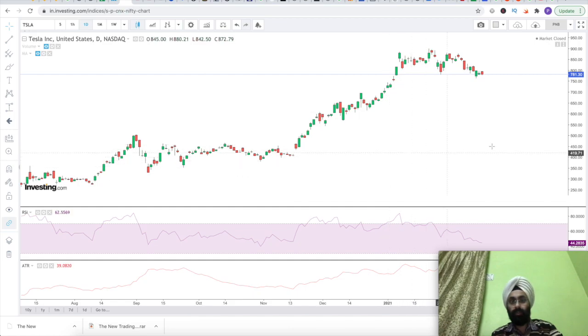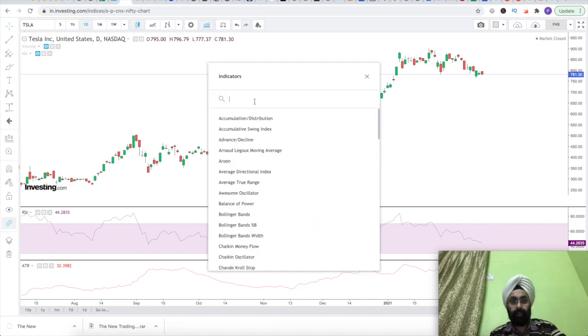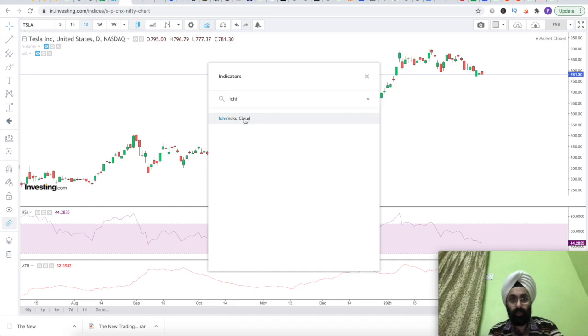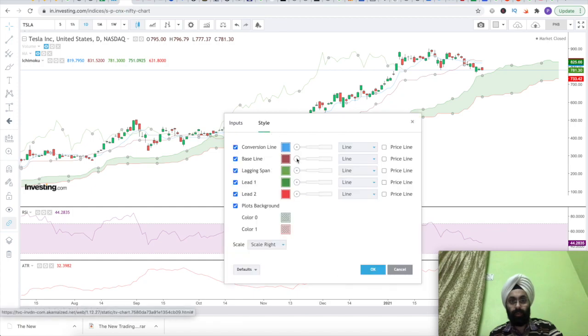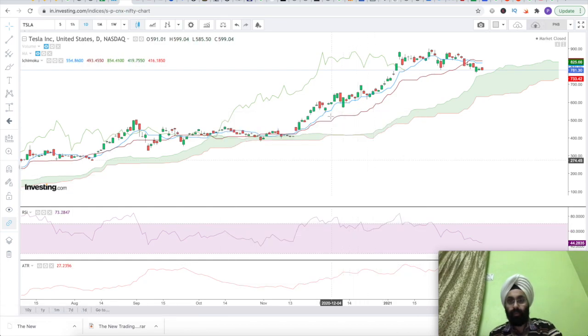Now this is a chart of Tesla stock on a daily time frame, and currently no indicator has been added. In order to add the indicators, you can click here and type Ichimoku, and now you see that Ichimoku has been added. And I will just click here to darken a few of the important lines of Ichimoku. I will come to that in a moment. So this is how it looks.